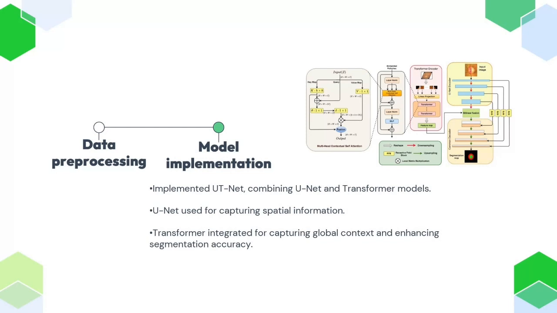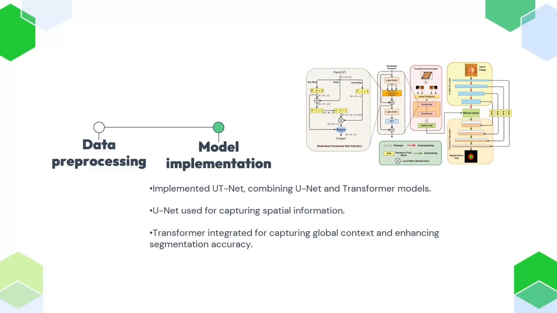This innovative approach combines the strengths of both UNet and transformer architectures to enhance the segmentation of optic disc and cup in retinal images. Here's how we approach the implementation. Our model integrates UNet's encoder-decoder structure with the transformer mechanism.